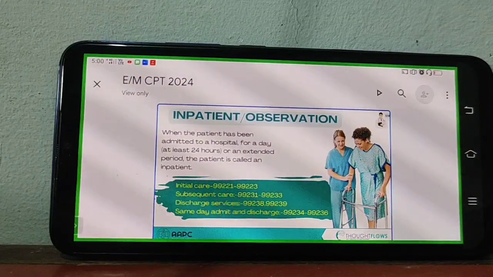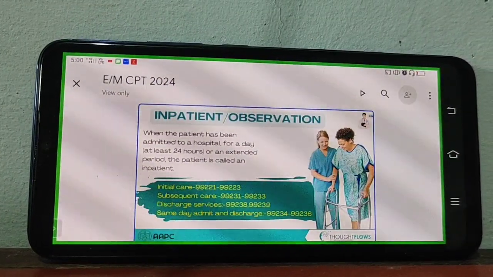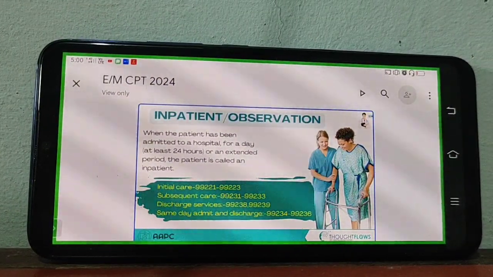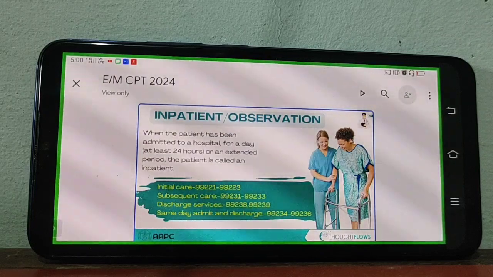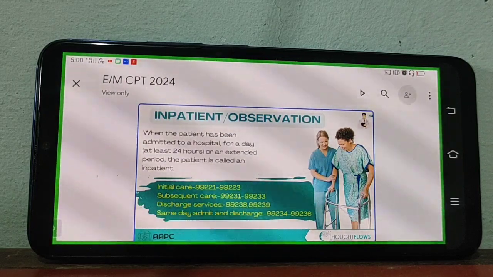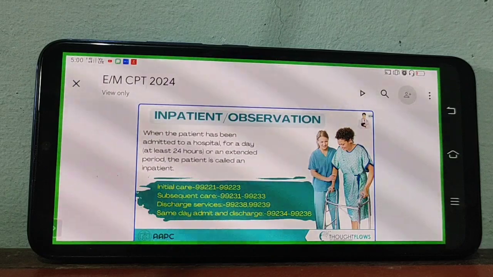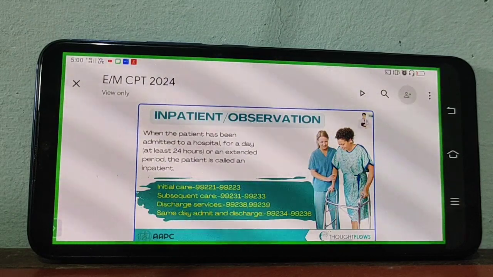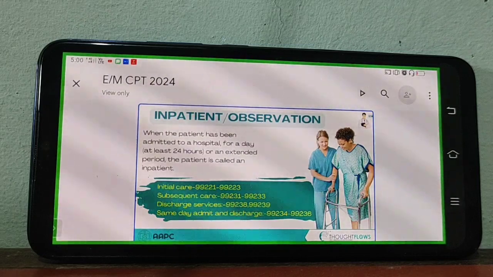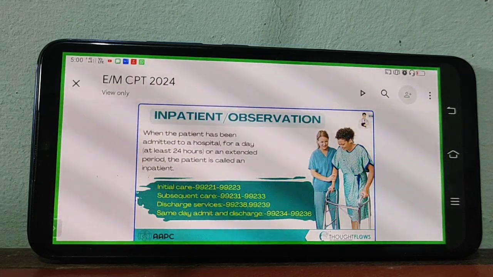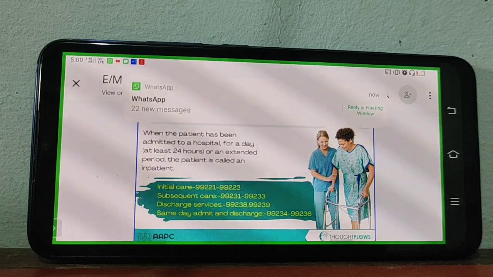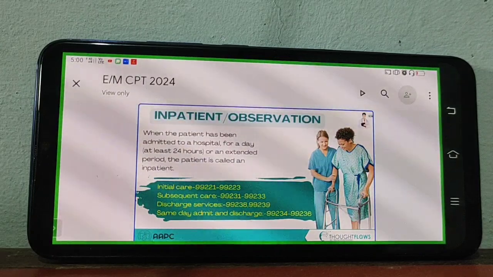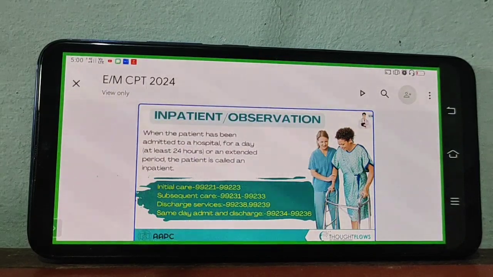Up to 2022, we had a separate code section for IP and observation. But from 2023, we have a single code section only. So if a patient is admitted into the hospital or observation care, whatever it is, we have to apply the code from inpatient service. We have to apply the code from inpatient service on the day of admission. If a patient is admitted into the hospital, on the day of admission, 99221 to 99223.